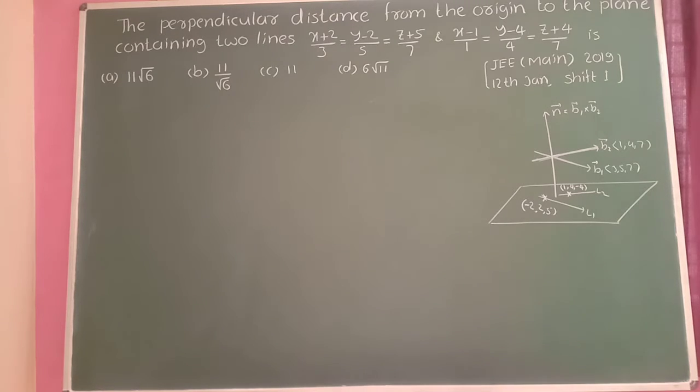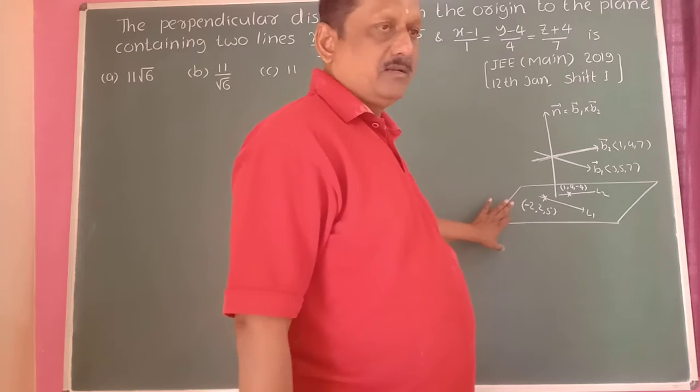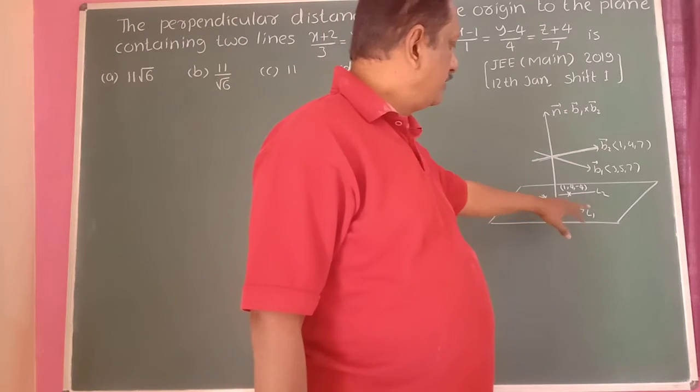The perpendicular distance from the origin to the plane containing the two legs is what here? First, to find the equation of this plane, the plane containing these two legs.